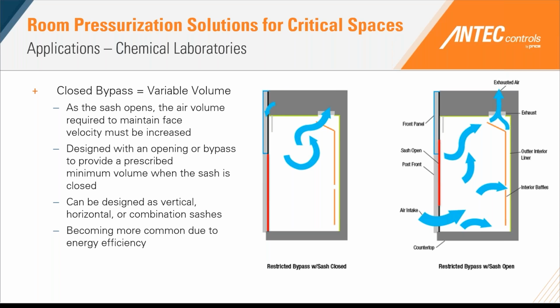These types of fume hoods can be designed as vertical, horizontal, or combination sash fume hoods. And these are definitely the more common types of fume hoods we see these days due to the fact that they are more energy efficient. When that fume hood sash is closed, we can minimize the exhaust air demand required while still maintaining containment and safety on that fume hood.